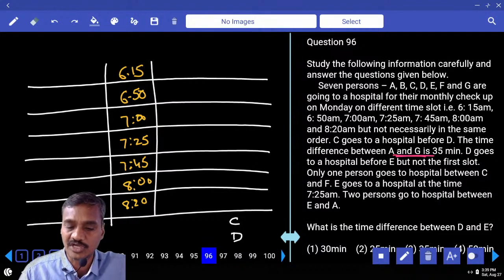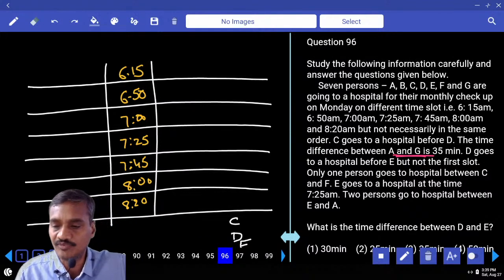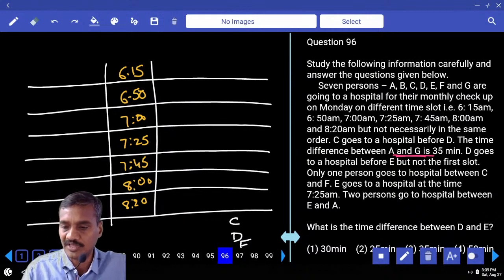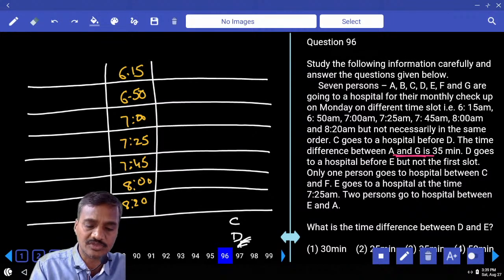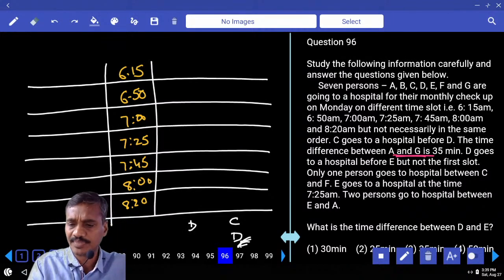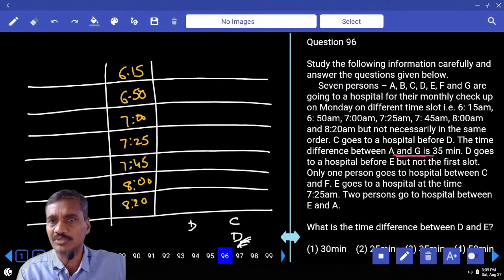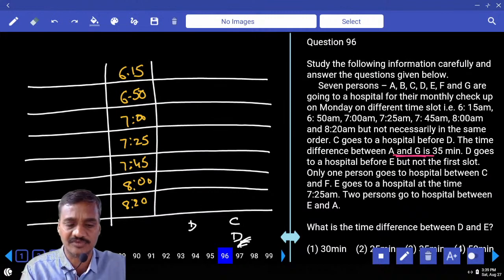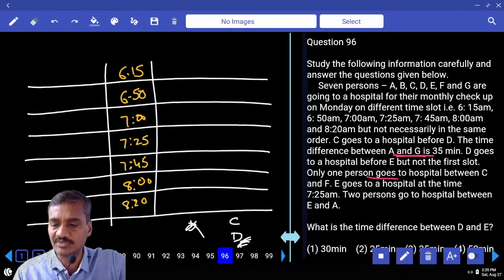And D goes to a hospital before E. Now this D is before E, but not the first slot. Anyhow, D cannot be the first slot because C is already ahead of this person. And C, D and E is this order. Only one person between C and F.